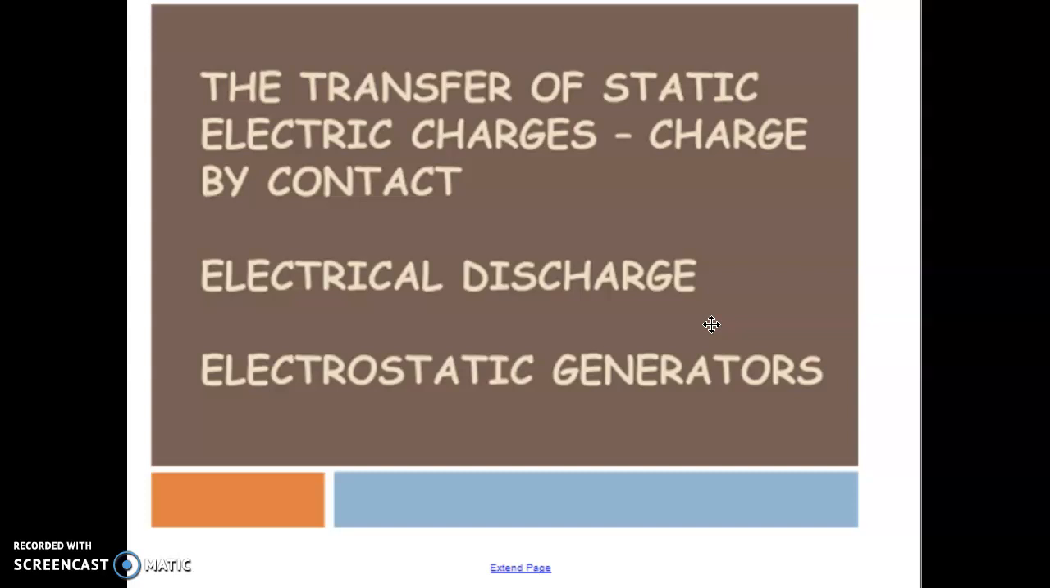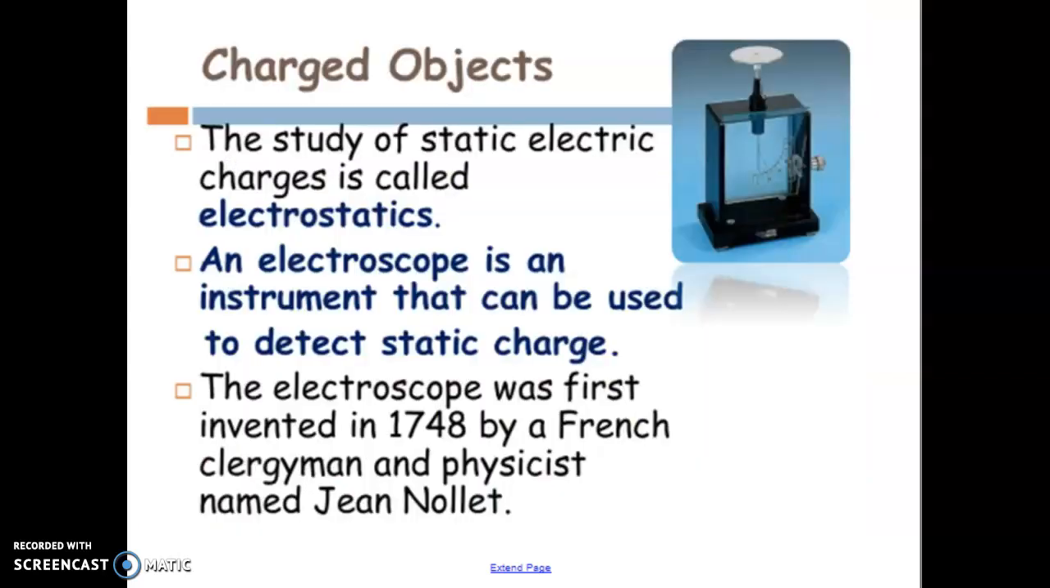So the second type of interaction we're going to look at today is something called charging by contact, which is also known as charging by conduction. Okay, we're going to look at electric discharge, and then electrostatic generators is just a little short item at the end of this.